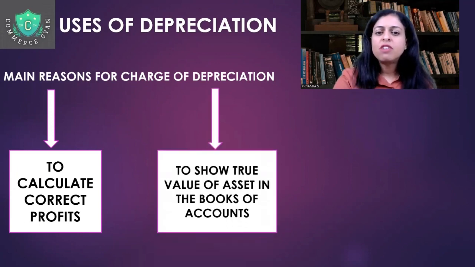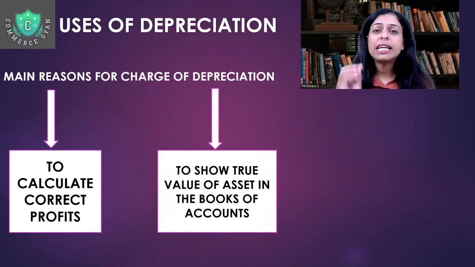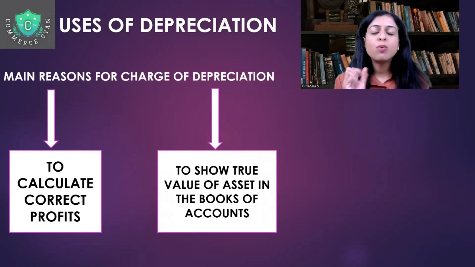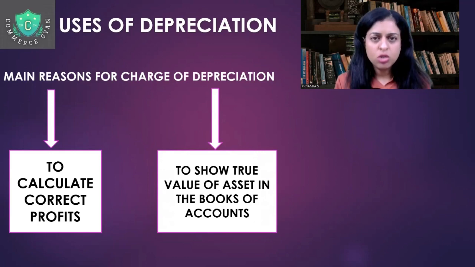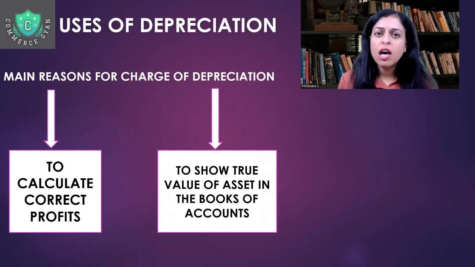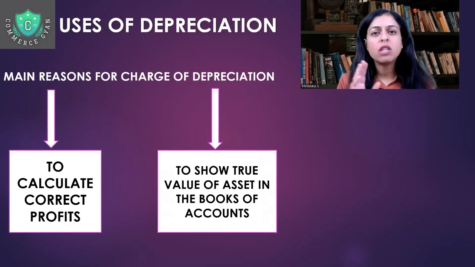The second important use of depreciation is to show the correct and true value of your asset at that time period or date. Suppose I buy a car today, and after a year I have to sell it. In my books of accounts, I cannot show the same value of the car. If I bought the car for 20 lakhs, can I keep showing the car for 20 lakhs over a period of 5 years? The answer is no. After 1 year, the car value has reduced. So I have to show the correct value.